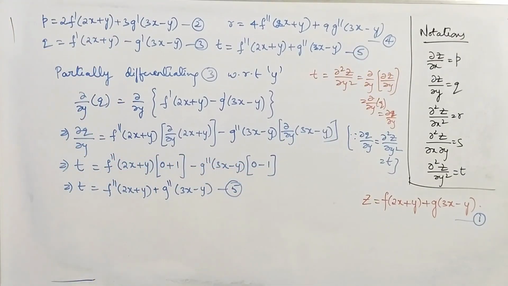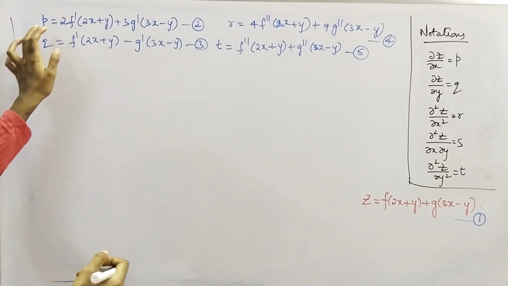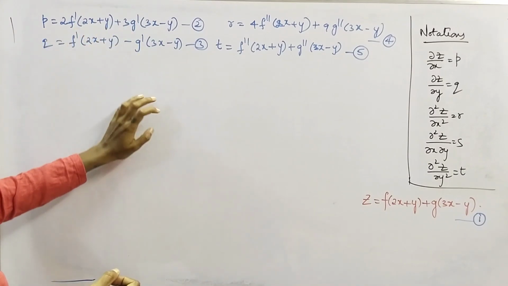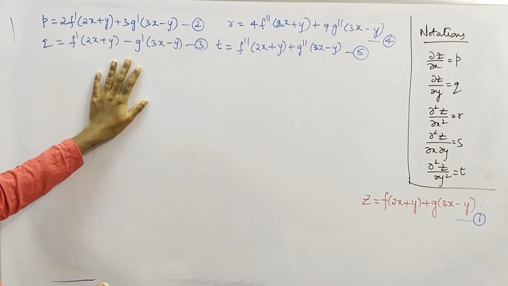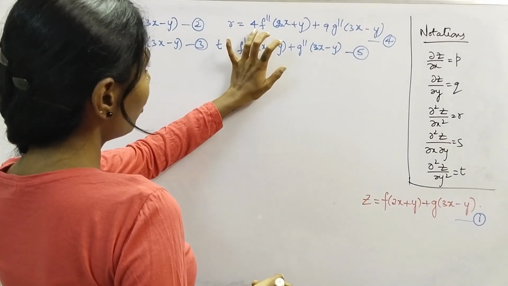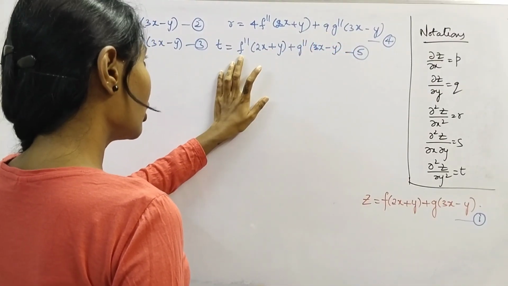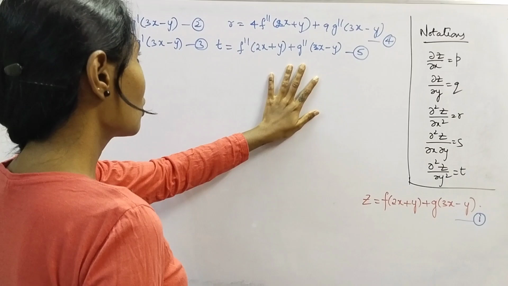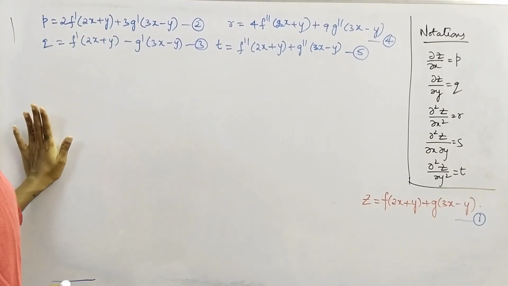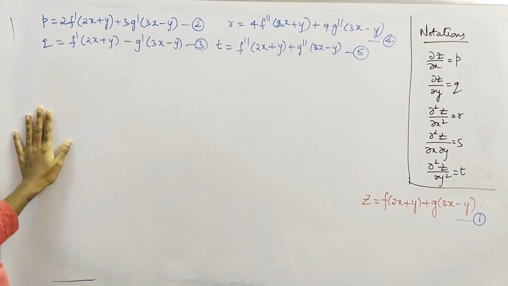Now observe all these equations. We have p equal to 2f' plus 3g', and you can't take anything common. And here you have f' minus g'. And in r you have 4f'' and 9g''. Here you have f'' plus g''. So the possibility of finding the PDE using these equations is very less.